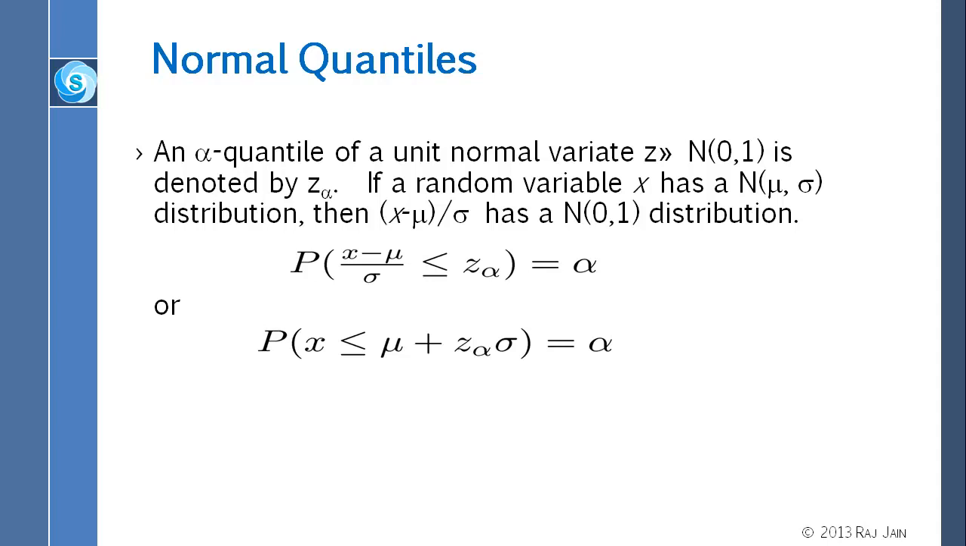Okay, but if you don't have normal 0, 1, you have some other mean and some other standard deviation, then all you have to do is take the mean plus 1.96 times whatever the standard deviation is. Mean plus 1.96 times the standard deviation, you will get, for that variable, the probability is 95%.